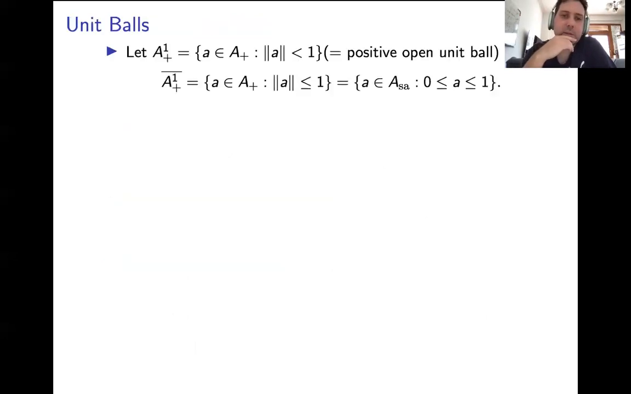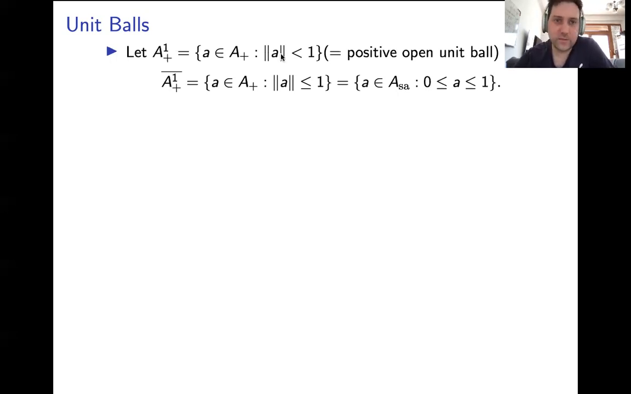And now let's talk about unit balls. There are really two unit balls of interest. There's what you might call the positive open unit ball. It's not actually open in the norm topology, but open in the sense that you look at all those positive elements which have norms strictly less than one.